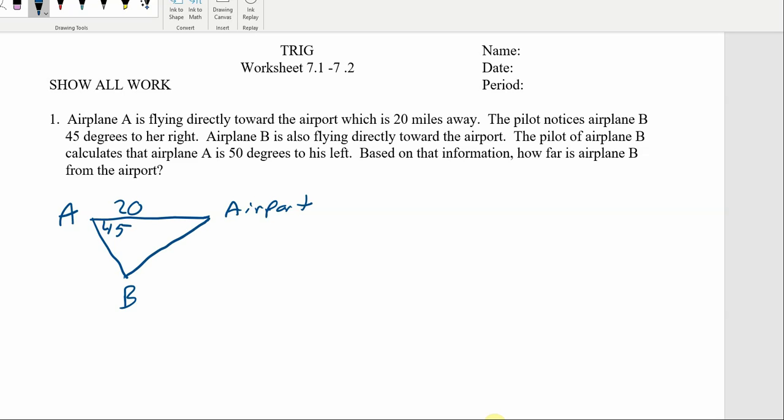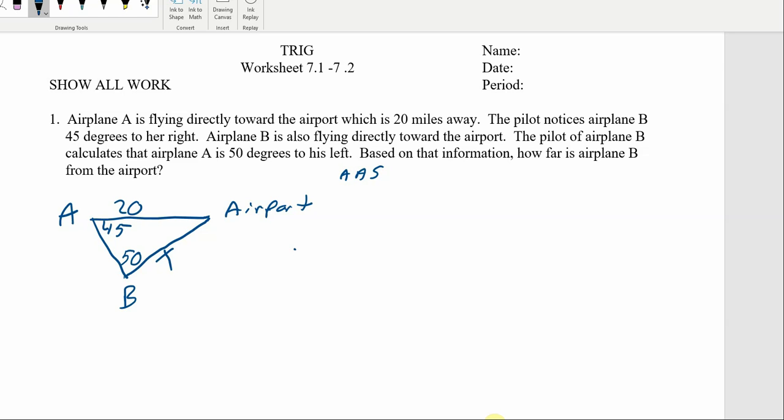So there's our triangle. The pilot of airplane B calculates that airplane A is 50 degrees to his left. So here's our left. So this is going to be 50 degrees here. And based on that information, how far is the airplane B from the airport? So we're looking for that. All right, so we've got angle, angle, side. That tells us we can simply use the law of sines.